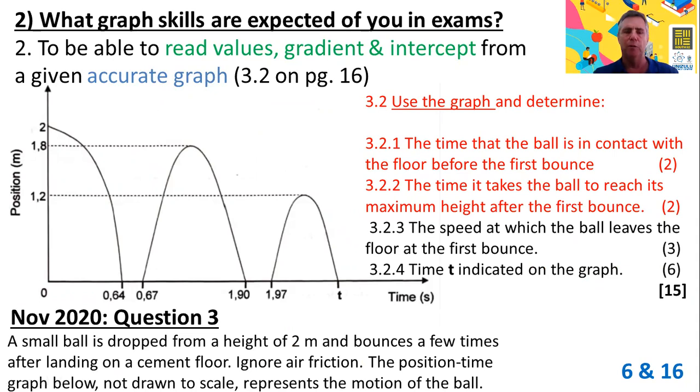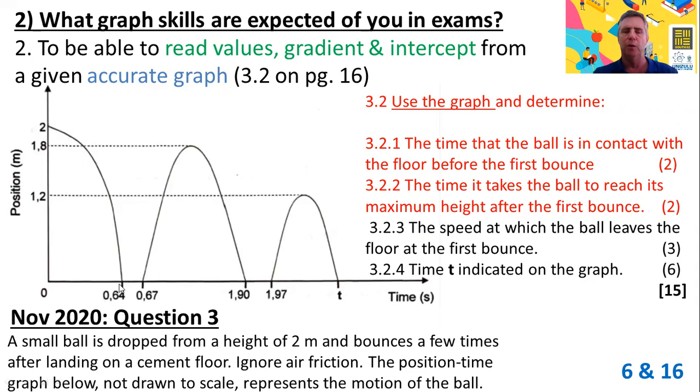An example, question 3.2 from the November 2020 matric exam, is on page 16 in your books. It's a bouncing ball, one of the favorites of the examiners, and this is an accurate graph. Although it's not drawn to scale or on graph paper, there are values, and you are asked to make calculations based on these values. For example, 3.2, use the graph. In other words, don't just solve equations, and determine the time the ball is in contact with the floor before the first bounce. Now, it's quite easy if you look at the graph.